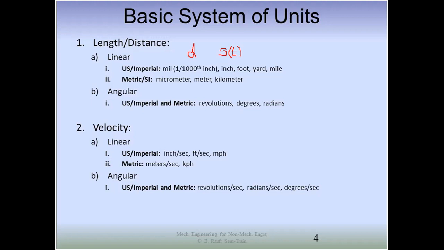And so anyway, a small distance or small amount of length can be measured in mils, which is 1/1000th of an inch. And then you have inches, and you have feet and yards and miles. That's all the British unit system, which we have adopted, and we call it the U.S. customary unit system. It's also referred to as the imperial unit system.